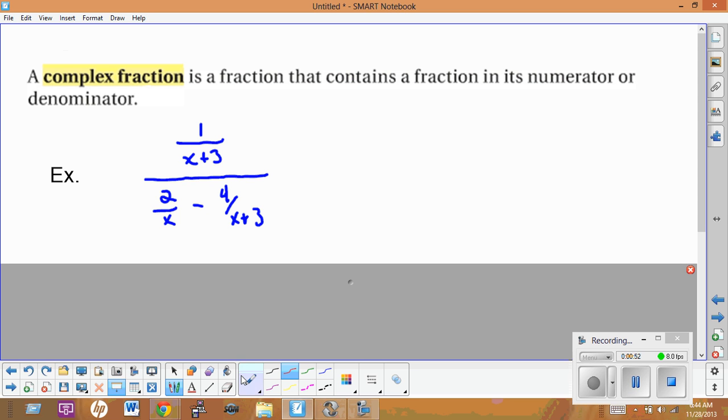Okay, so if we break this down, we can see that in the numerator, there's a fraction. In the denominator, I have two fractions, and that's okay. It's a fraction expression. So again, a complex fraction is a fraction that contains a fraction in its numerator and or in its denominator. Okay, I'd like you to pause the video at this point and make sure you have the definition written down and the example written down, and then I'd like you to answer some questions in the form. Once you've completed this task, go ahead and start the video back up, and we will continue on learning how to simplify these things.